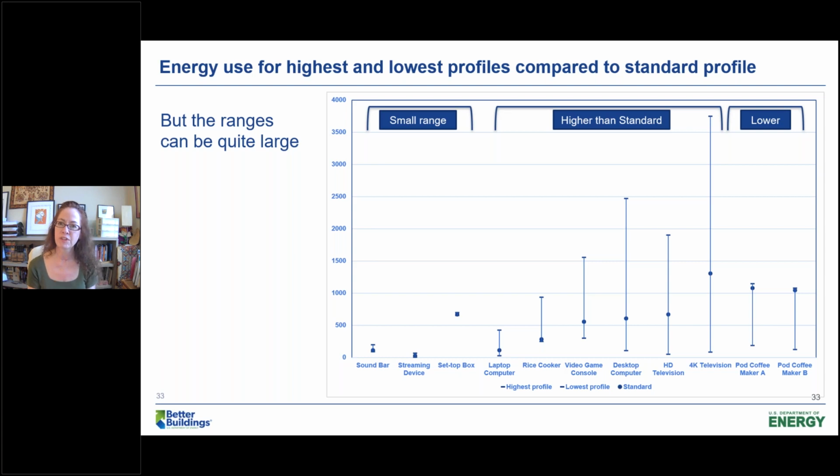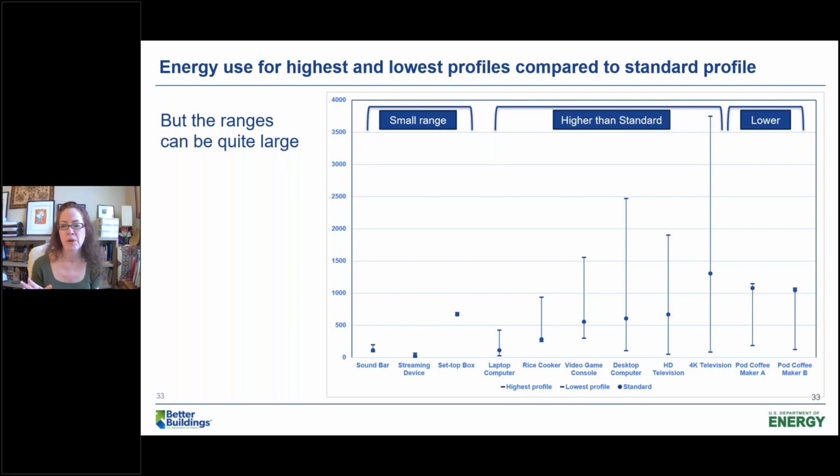So for those first couple ones, they're small ranges. We already saw the set-top box. And now we can see sort of what the real problem with the set-top box is, that it's fairly medium to high in terms of the standard amount of energy that's used, and you don't have any way of getting below that. By comparison, the soundbar and the streaming device also have very small ranges, but they're already very low use, so we're not really that worried about them.